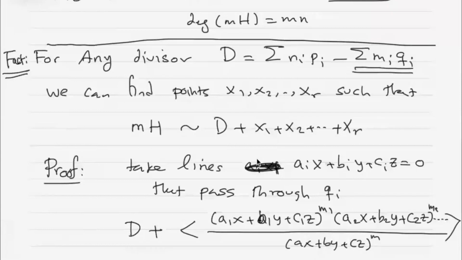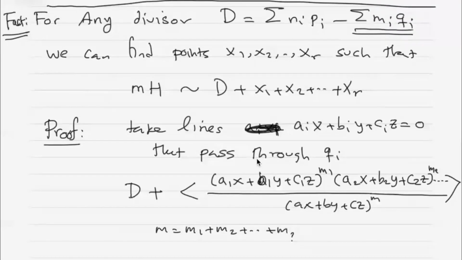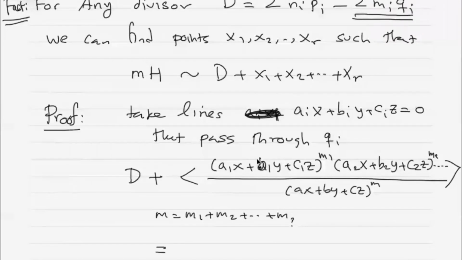Okay. And what happens if you do this? Then n1 Q1 will disappear, n2 Q2 will disappear, and so on. And then you would have this equal to D plus a positive divisor minus MH.